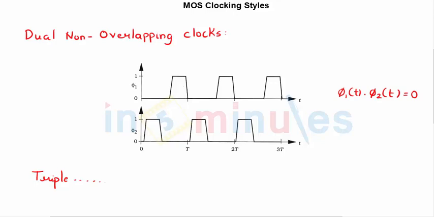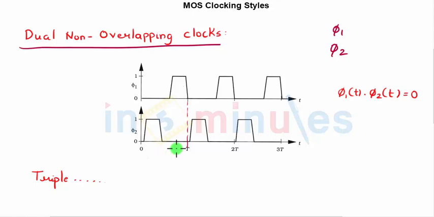So to avoid these problems of complementary signals of phi and phi bar, the concept we come up with is the use of dual non-overlapping clocks. It means you will use a clock phi 1 and phi 2 and ensure that both of them do not overlap with each other. Let's understand this.